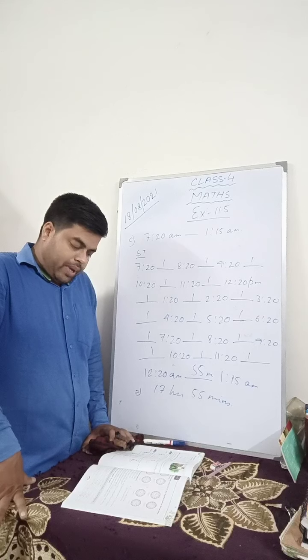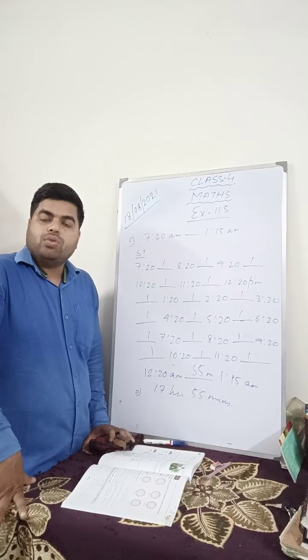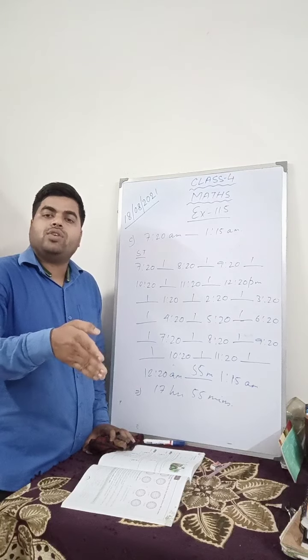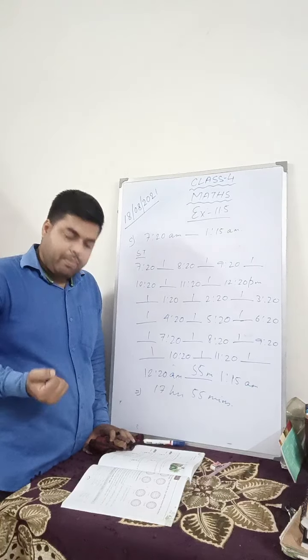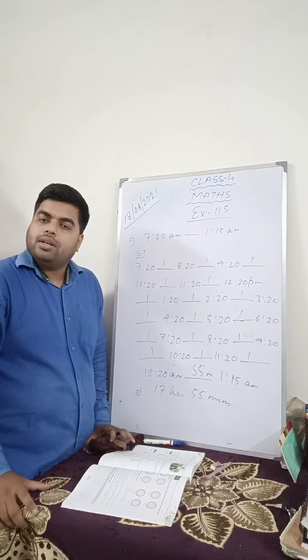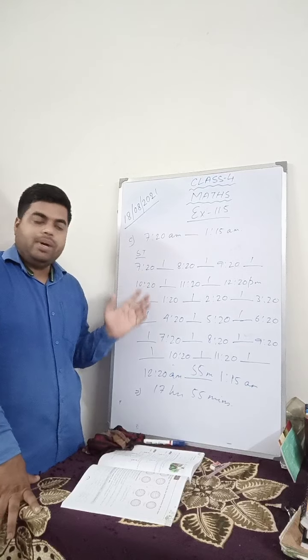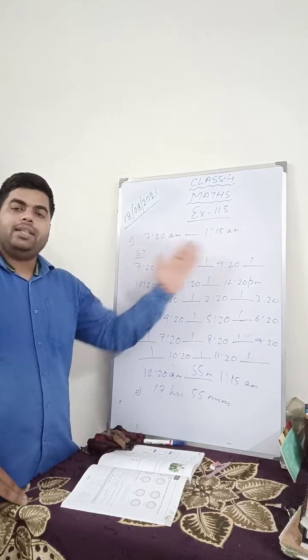Next, Mehek went shopping with her parents at 2:30 PM. They started at 2:30 PM, and when they came back, it was already 4:15 PM. So for how many hours did they shop? You will have to find out like this: from the starting time till you reach the ending time, and then you find the gap.